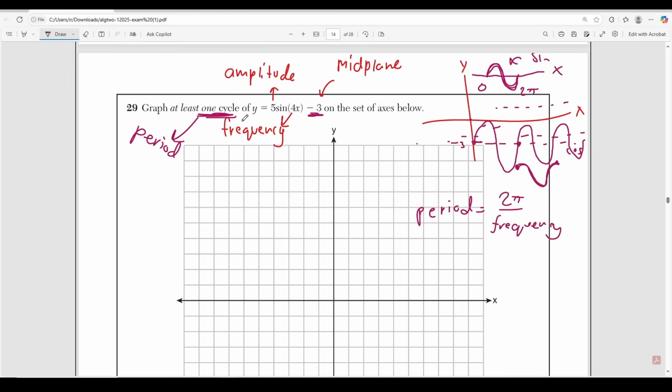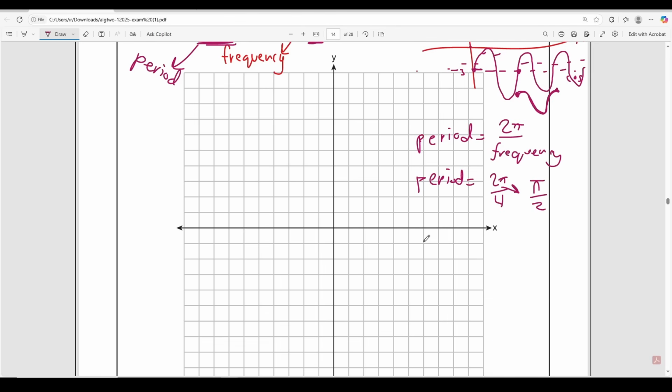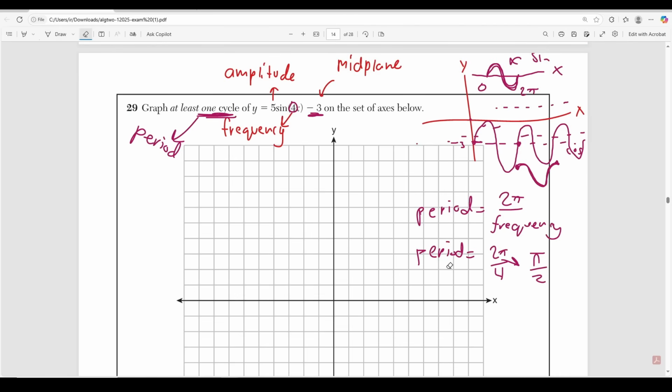Okay, so in this case, my frequency is 4, right? It's not 4x, it's 4. That means that my period has to equal 2 pi over 4, or pi over 2, if you simplify it like that. That means that whenever you cover a distance of pi over 2 on this graph, you would have completed one complete cycle like so, okay? So that's just a basic review of waves. That's all you needed to know in order to solve this problem.